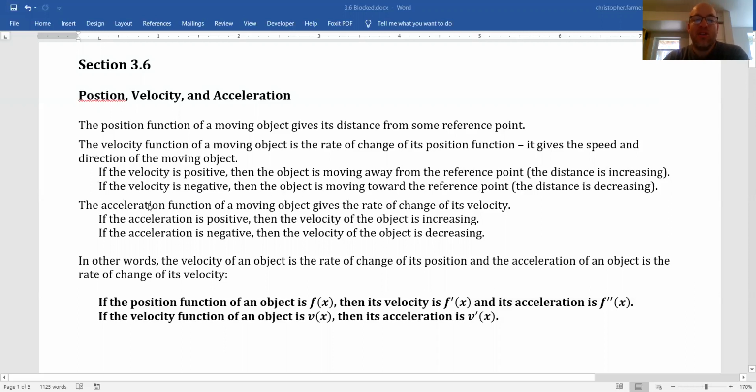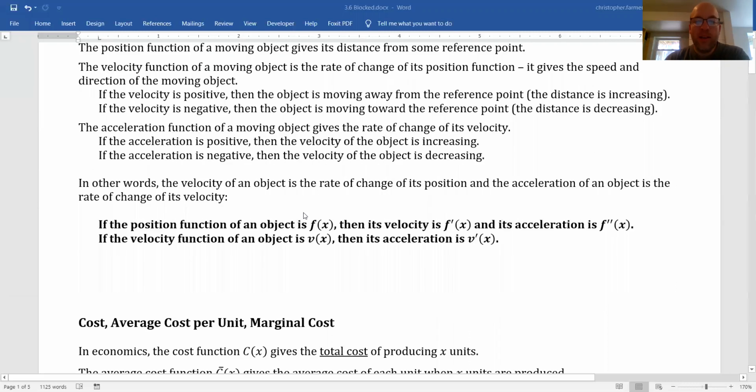Right? Then the acceleration is more or less the same idea. It's just the acceleration is the rate of change of its velocity. So once again, that tells us that the acceleration function is the derivative of the velocity. This one's a little bit harder to visualize, but from experience, we should be aware that if the acceleration is positive, that really means that the object is speeding up. Its velocity is increasing. If the acceleration is negative, then it's slowing down.